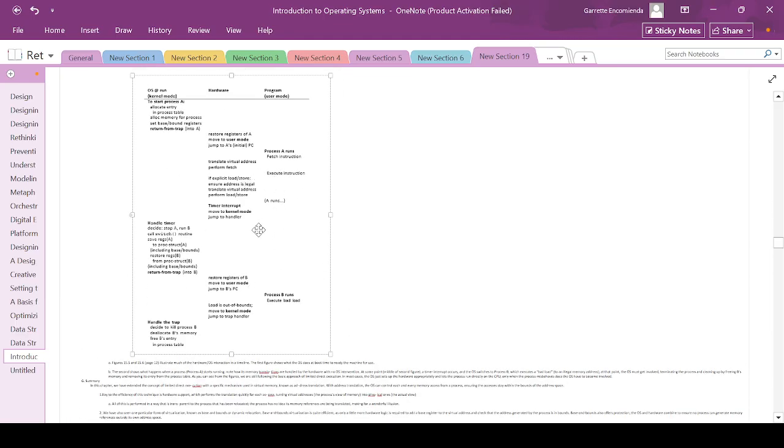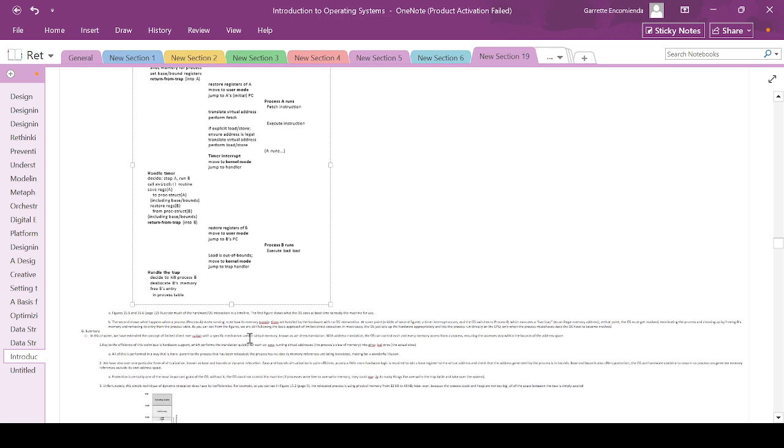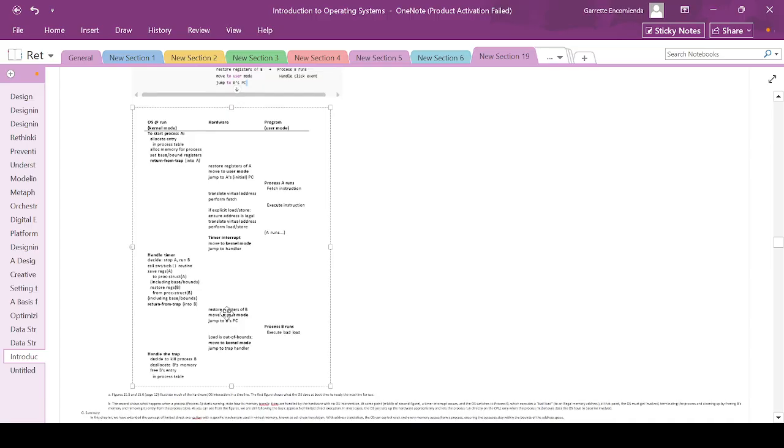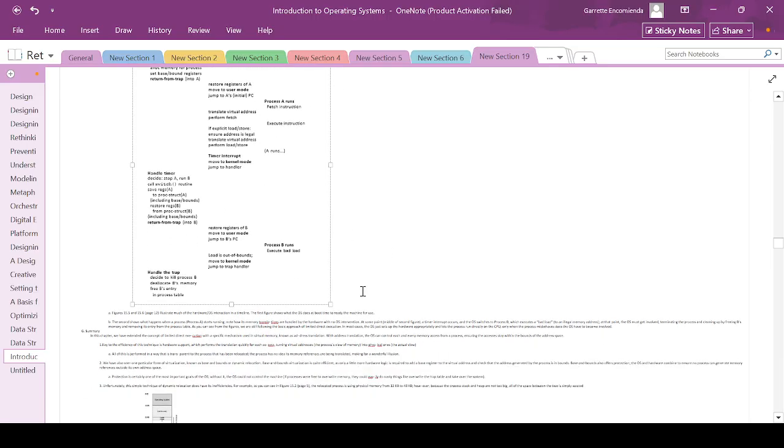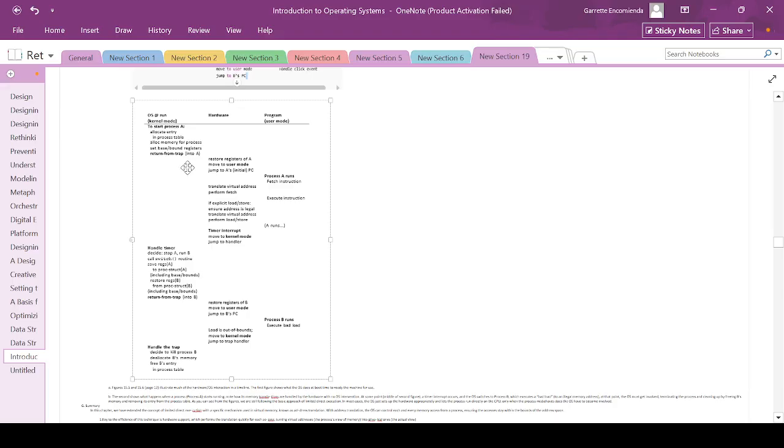So here, note how its memory translations are handled by the hardware with no OS intervention. So here, return from trap restores the registers of A, moves to user mode, jumps to the initial PC, process A runs, and fetches an instruction. After it fetches the instruction, it goes again to the hardware, which translates virtual addresses and performs the fetch. So it doesn't have OS intervention here.